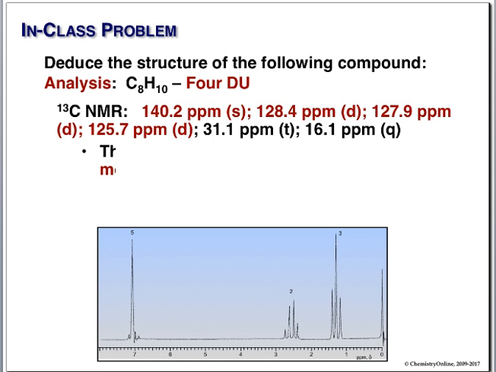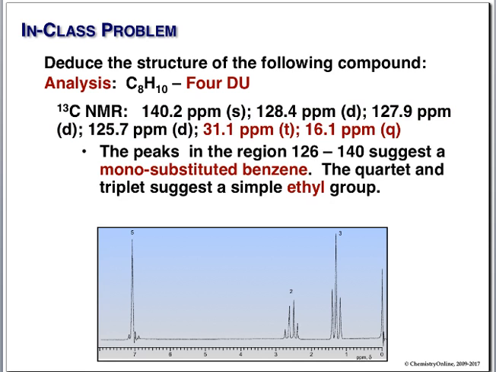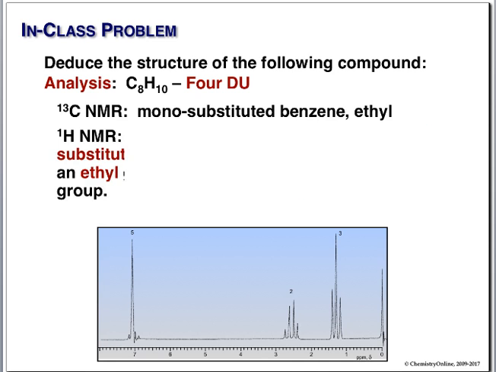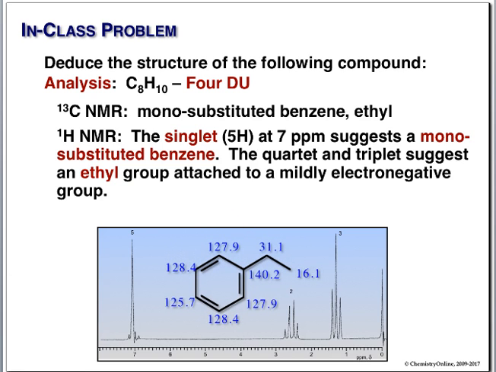Put it together. Benzene, ethyl group. Proton NMR: singlet, monosub benzene; triplet and a quartet, ethyl group. And this is ethyl benzene.